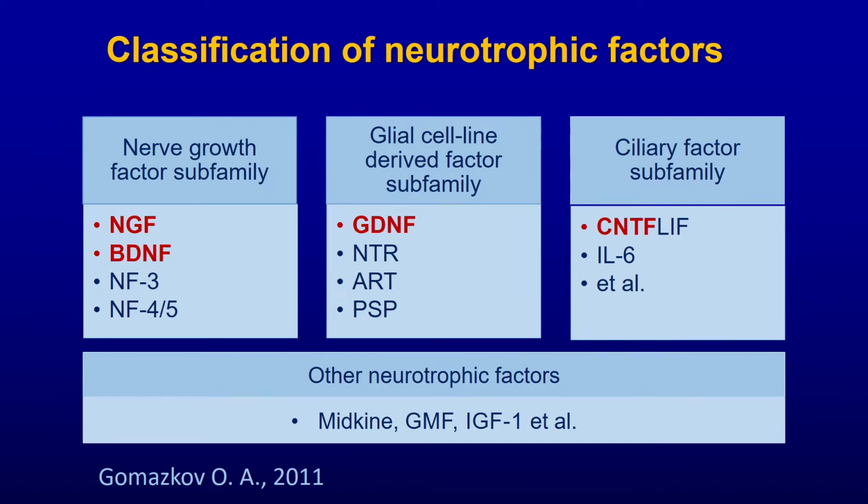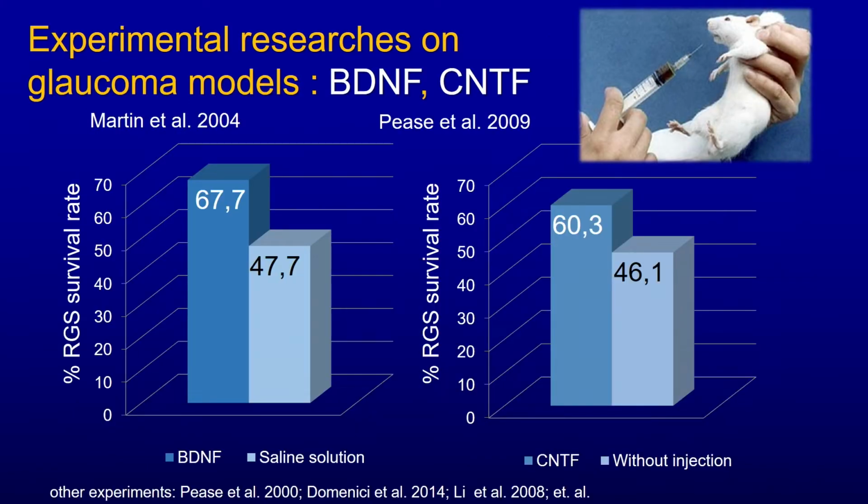So we see the representatives of the main subfamilies before the studies, specifically NGF, then brain-derived neurotrophic factor, BDNF, then GDNF, glial cell line derived neurotrophic factor, and ciliary neurotrophic factor, which is CNTF.